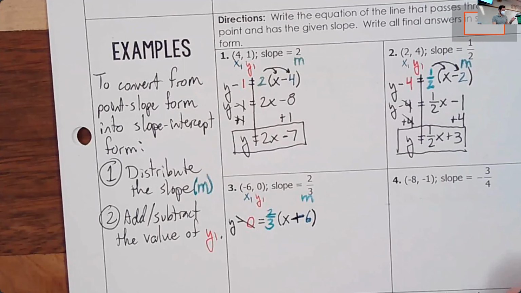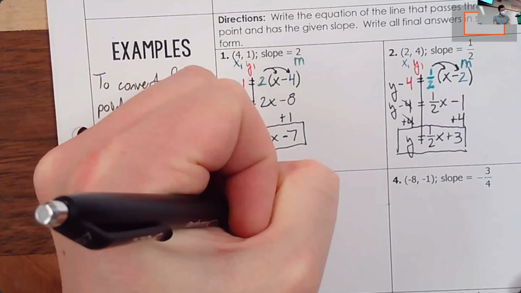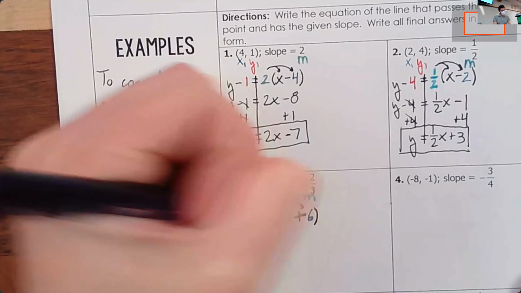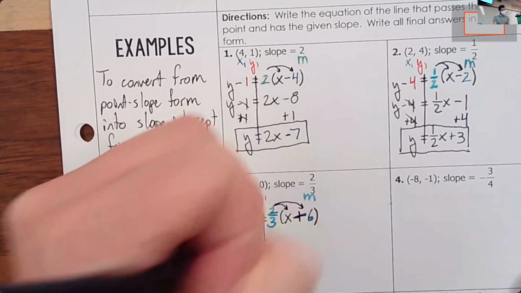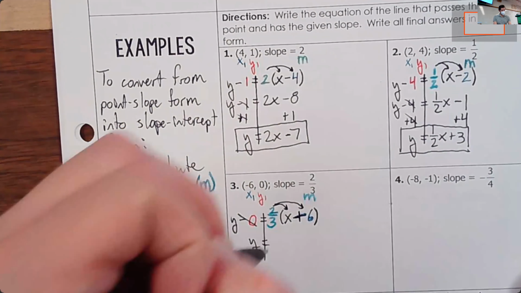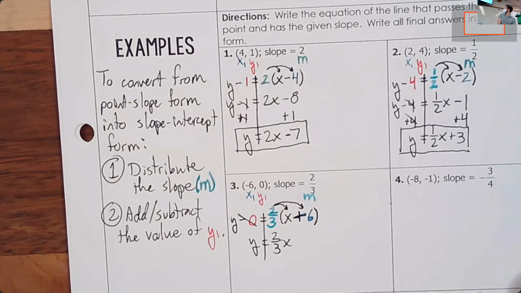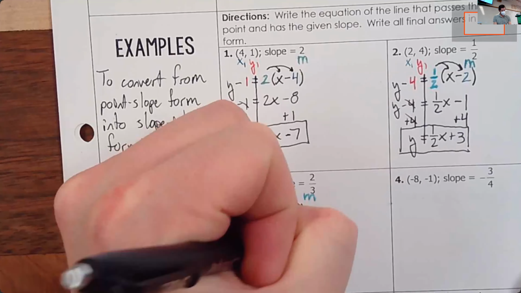So now we can work through this process, and there's only one step to solve this one, because this is just y over here now. And so when we distribute our slope, we're going to end up with y equals, because the 0 doesn't change anything. 2/3 times x is just 2/3 x. And then 2/3 times 6 is going to be 4. And so that'll be plus 4.